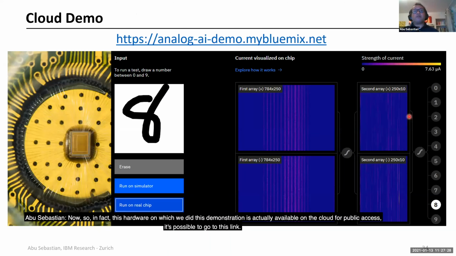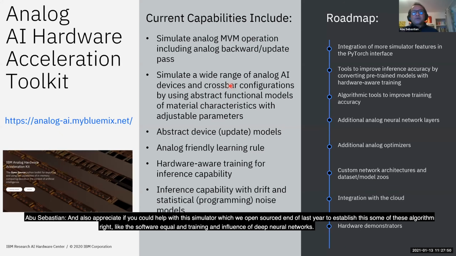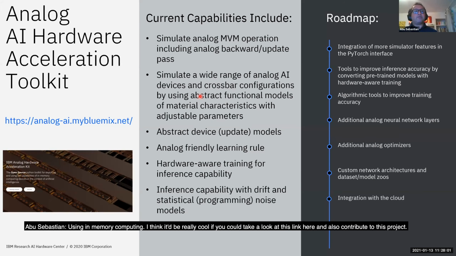Now, in fact, this hardware on which we did this demonstration is available on the cloud for public access. So it's possible to go to this link and try out inferring on this chip that was trained in this particular manner, entirely on hardware. I would strongly encourage everyone to try this out if possible. I would also appreciate it if you could help with this simulator, which we open sourced at the end of last year, to establish some of these algorithms, like the software equivalent training and inference of deep neural networks using in-memory computing. I think it'll be really cool if you could take a look at this link here and also contribute to this project.